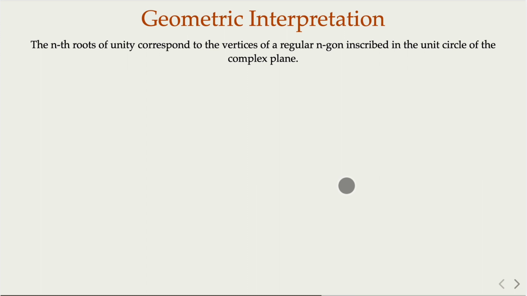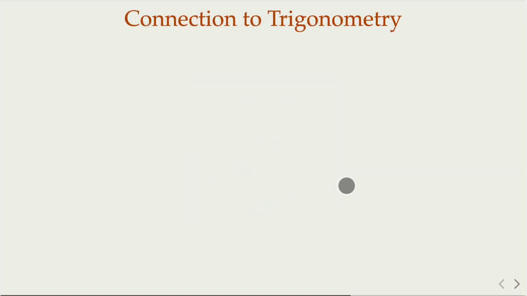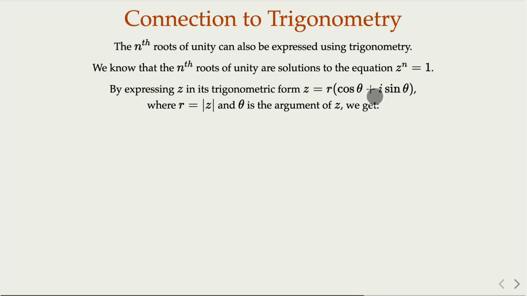So we mentioned earlier that the reason for that has to do with how multiplication of complex numbers corresponds to rotation in the geometric interpretation. And how about trigonometry? The formula for the roots is actually based on trigonometry. Let's say by definition we take an nth root of unity and express it in trigonometric form as r times cosine theta plus i sine theta, where r is the modulus and theta is the argument. If you plug it into the equation, you're going to have this.